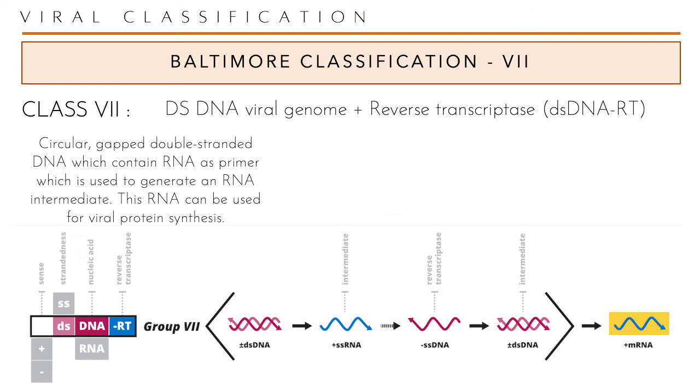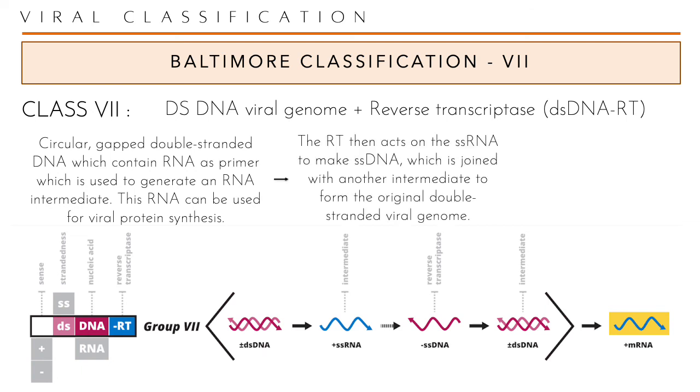The ssRNA made from the dsDNA is reverse transcribed into a single-stranded DNA, and is met with another intermediate made from itself to create the double-stranded DNA that is the original genome for this class. Okay? And then again, it would continue. The double-stranded DNA could make more positive sense single-stranded mRNA. Okay? Oh, I skipped through the thing. Sorry. Example of this, yes, the Hepadnavirus, which is a hepatitis B virus.